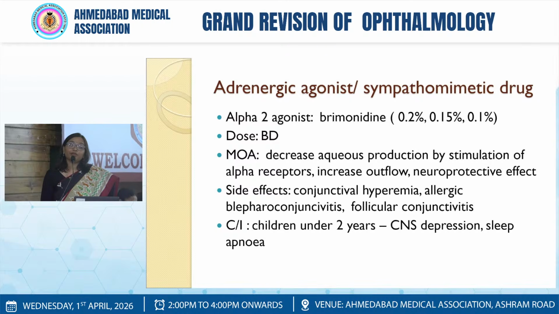If allergy to any anti-glaucoma drug happens, we have to discontinue the drug and give anti-allergic medications. Brimonidine causes CNS depression and sleep apnea, so it is absolutely contraindicated in children under 2 years of age.